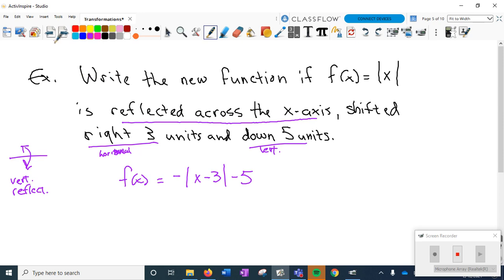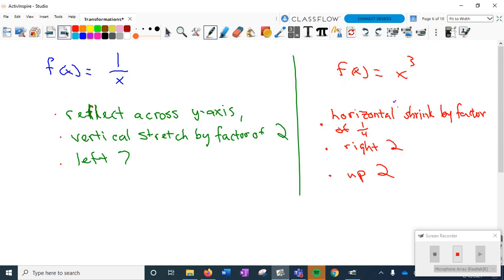Let's try some other ones. This is really all we're going to end up doing. I'm just going to do quite a few different examples here. Again, pause it as you need to write stuff down, but let's go to the next one.